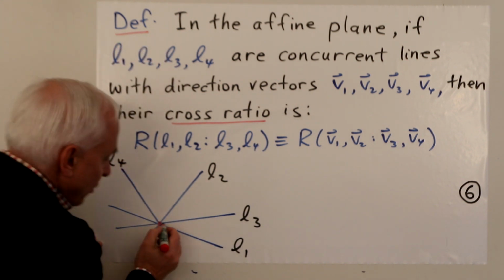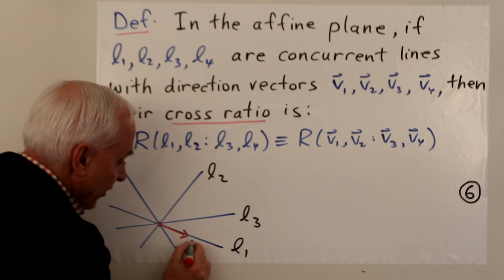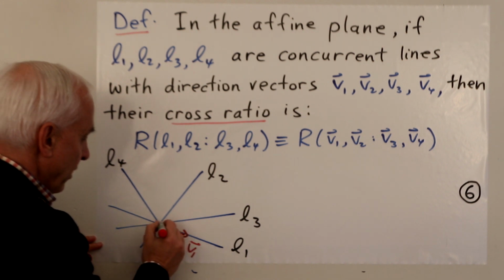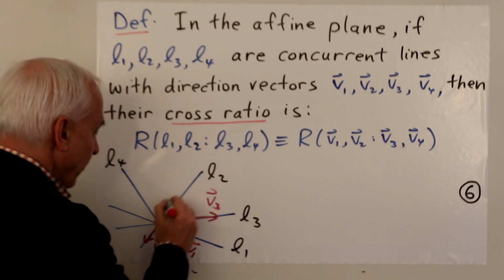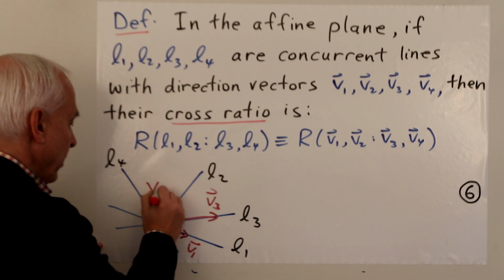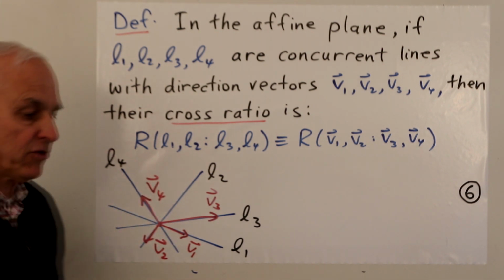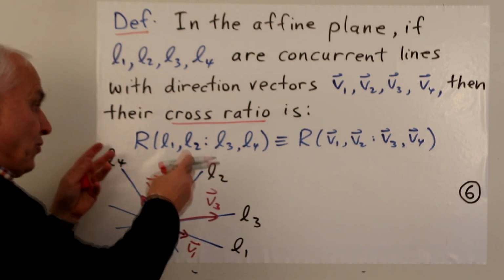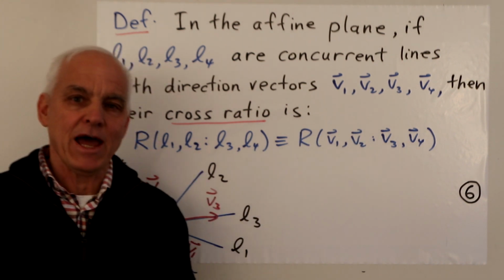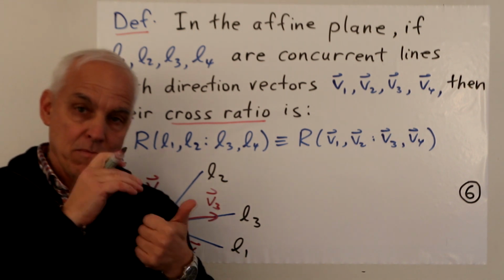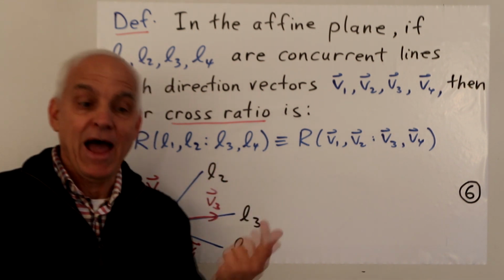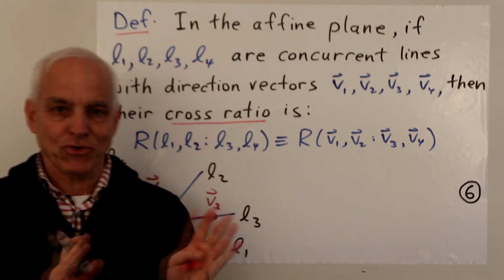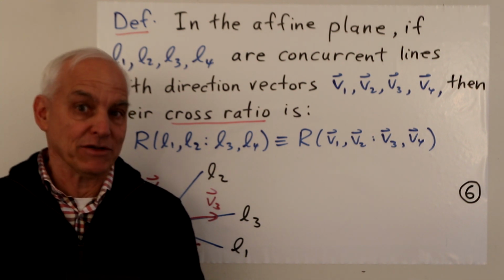Okay, so we choose direction vectors for the lines. Say there's V1, there's V2, doesn't matter what direction they're in. There's V3, and there's V4. We choose direction vectors, we compute the cross ratio of the vectors, and then that's the cross ratio of the lines. So now we have a cross ratio of collinear points as well as concurrent lines. Now we have that nice symmetry that's so important in projective geometry.